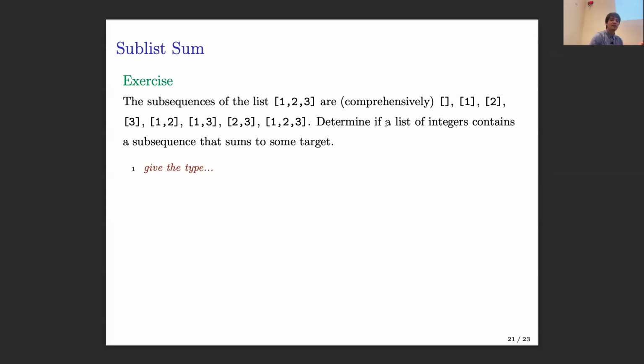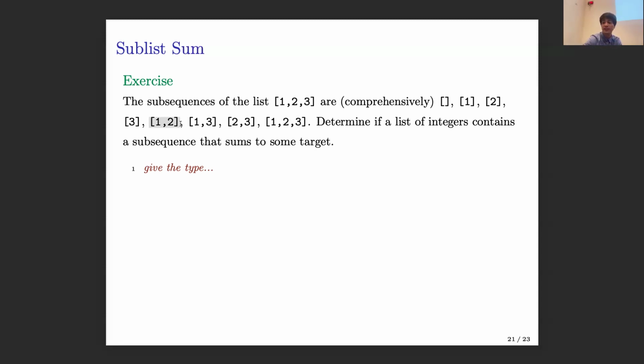Determine if a list of integers contains a subsequence that sums to some target. So here I know that I can make the target 5. It's here. I know that I can also make 3 twice. This one sums to 3, and then this one sums to 3. So write me a program that determines if this is true or false. I just want to know if the target's there or not.